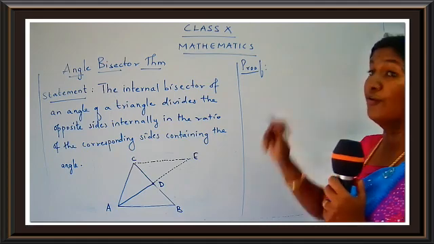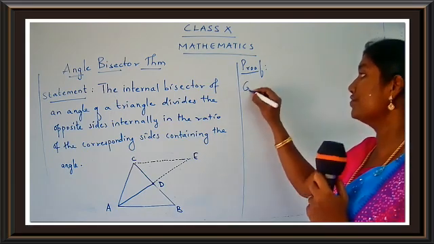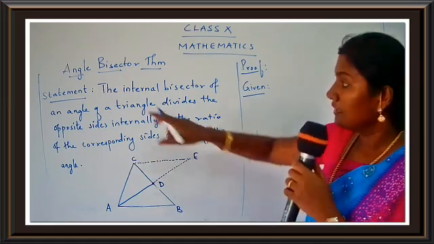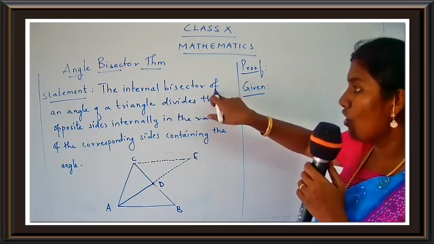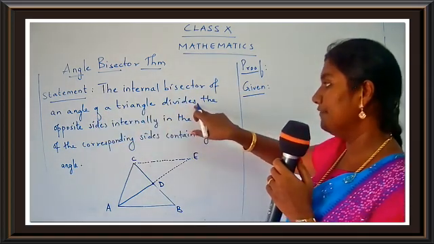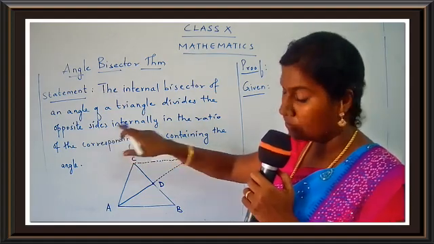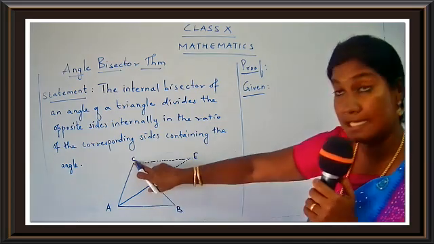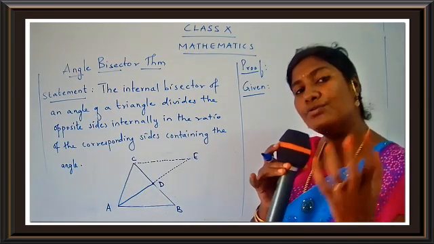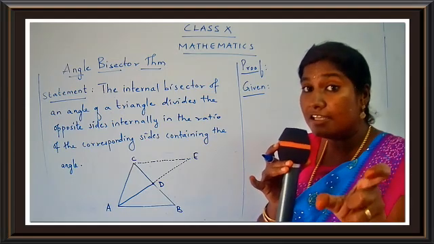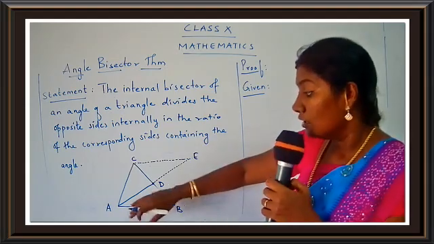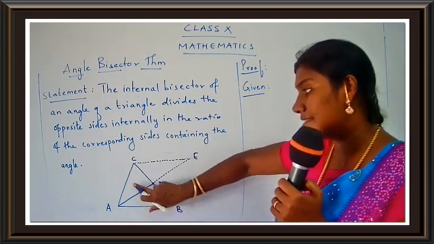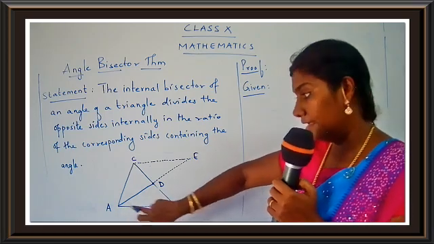Under the proof part, you are going to write down what is given first. What is given to you, children? In the given part, you have the internal bisector of an angle of a triangle divides the opposite side. Okay, so this is the internal bisector here. Now, ABC is a triangle. You have an internal bisector. What is the meaning of internal? Inside the triangle.